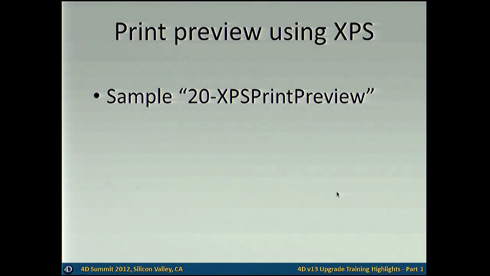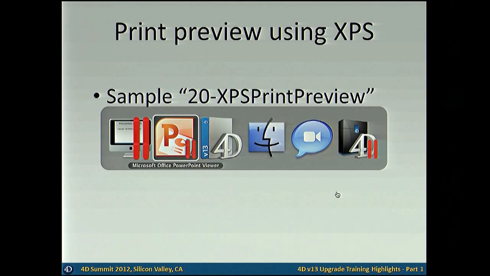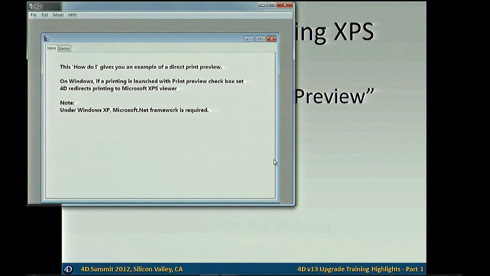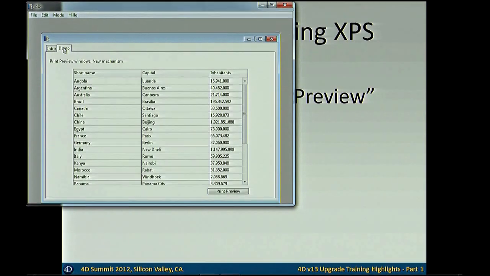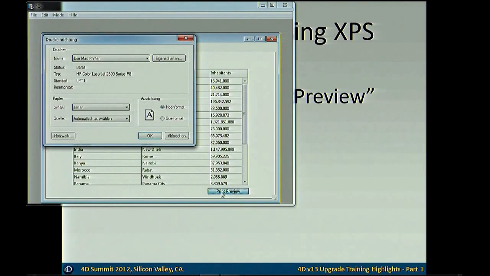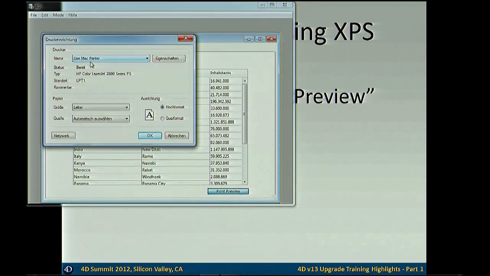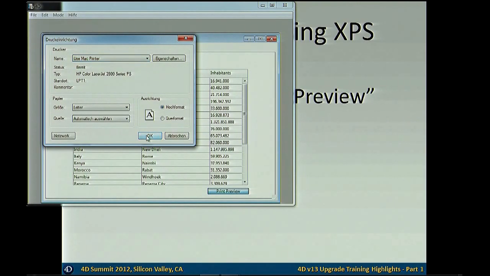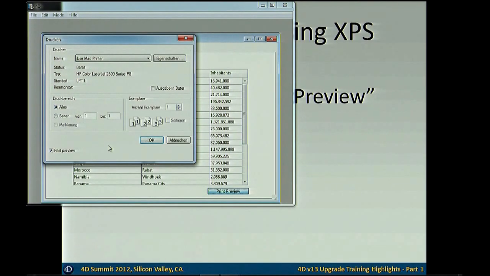And let's have a look at a sample. Here we have a list box with information on some countries, and if we want to print a preview, we simply press this button. It does not matter which printer is chosen here. I don't know if you can read it, yes. It's a Mac printer. It does not matter which printer is assigned here. We simply say OK in the page dialog. The print preview is activated, like you can see here.